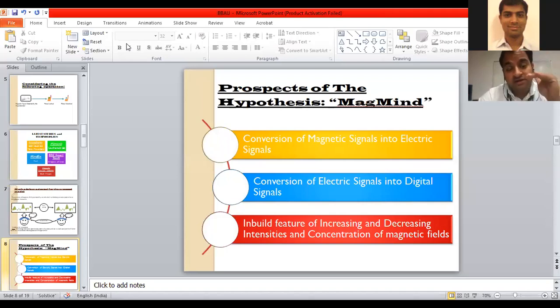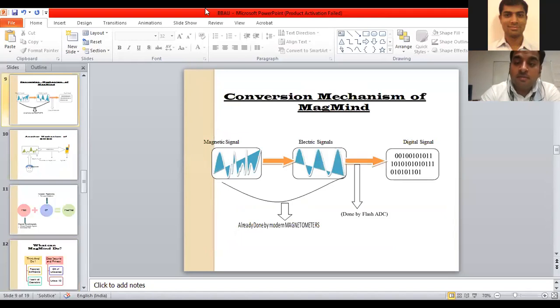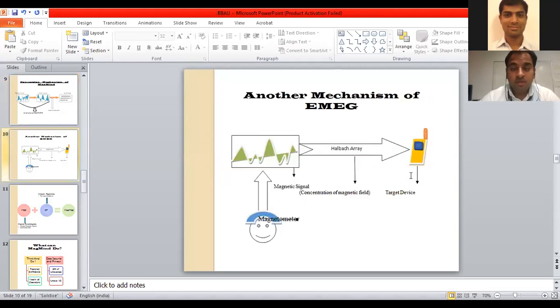So we will have to convert such a magnetic field into digital signals. If we do not, what will happen? We cannot communicate with the machine. Although we want such communication to be done, so that we can operate the machine just by our thought process. So this was the structure, the framework which I have developed for such a technological architecture.